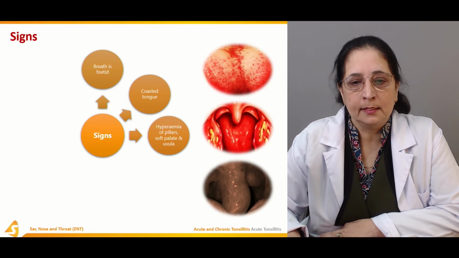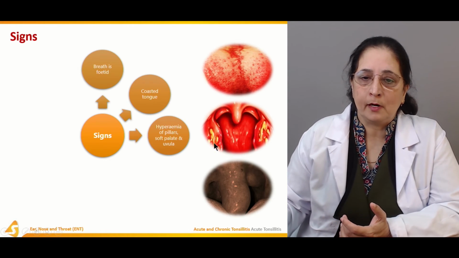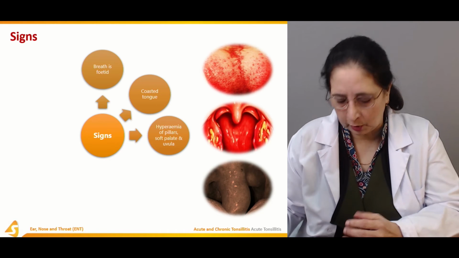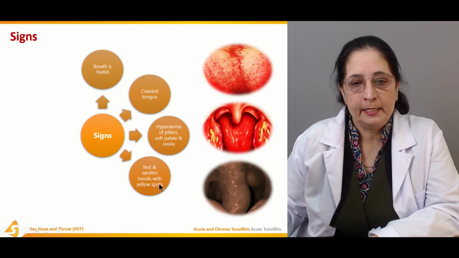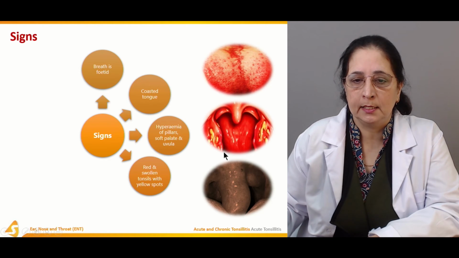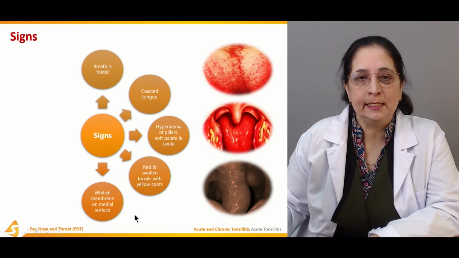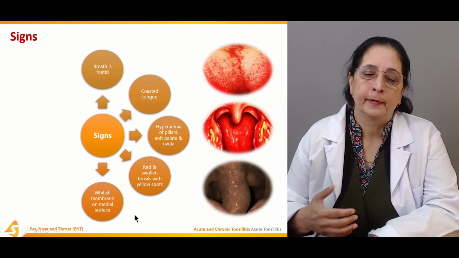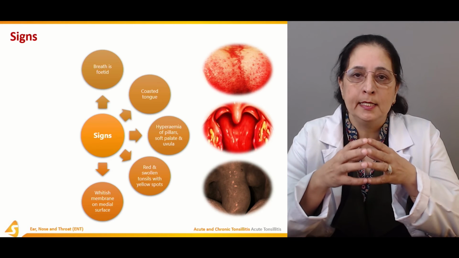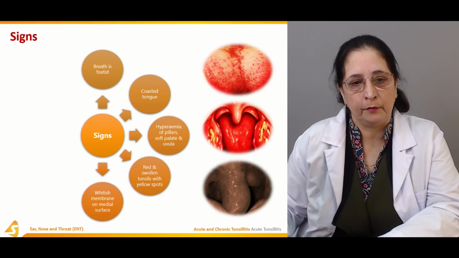Hyperemia of pillars, soft palate, and uvula. So you can see these all surrounding structures, they become red and hyperemic and swollen. Red and swollen tonsil with yellow spots. Here you can see. Whitish membrane on medial surface in membranous type, when there is coalescence of the purulent exudate that leads to the membrane formation.